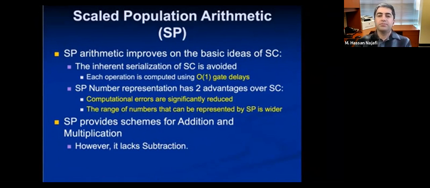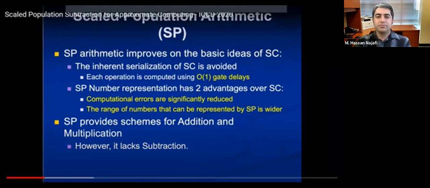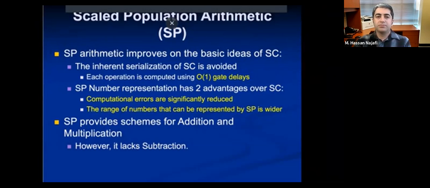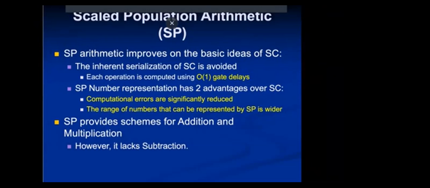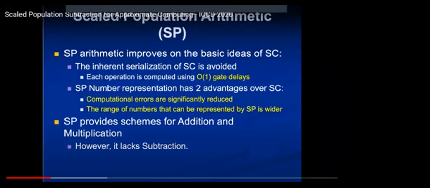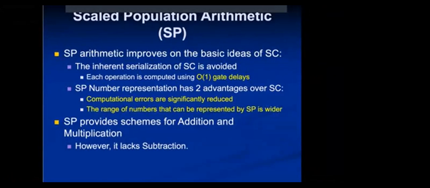Scaled population arithmetic, or SP, was designed to overcome some of these limitations. SP arithmetic is designed to avoid the inherent serialization of SC, and all operations in SP are realized using a constant gate delay. In addition, SP uses a number representation that reduces computational errors and allows for a wider range of numbers.